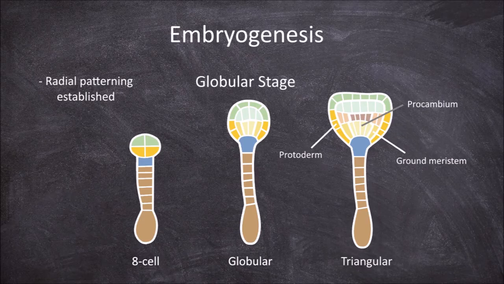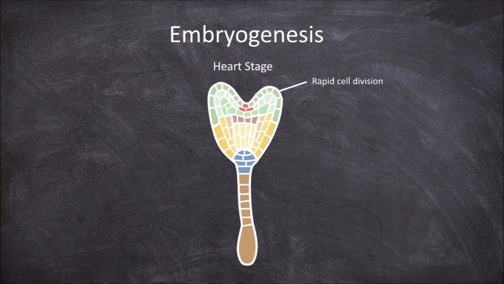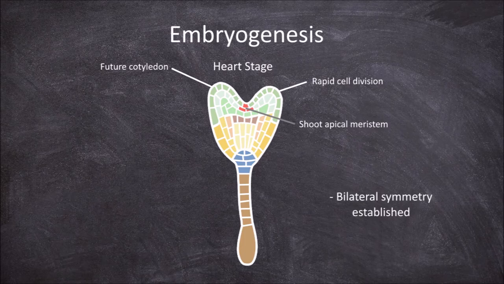The next stage is the heart stage, and occurs through rapid cell division on each side of the embryo. The center of these outgrowths will become the shoot apical meristem. These outgrowths on each side will eventually become the cotyledons. It is at this stage that bilateral symmetry in the embryo is established.